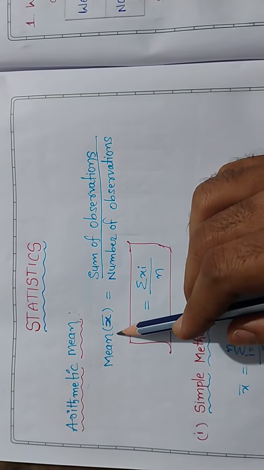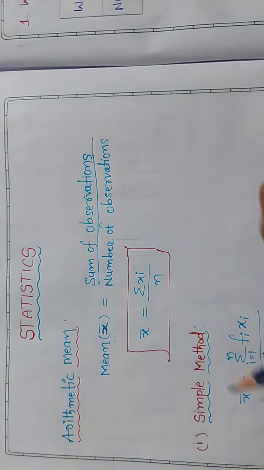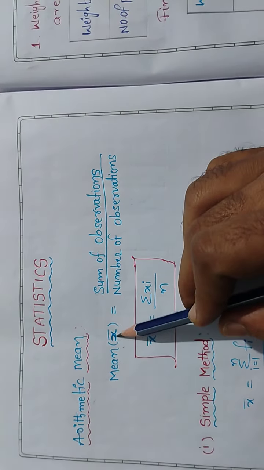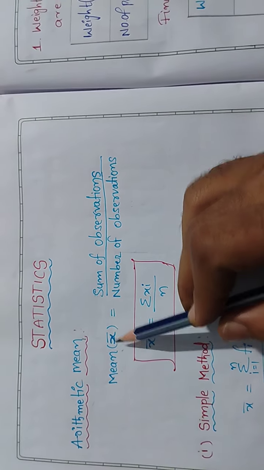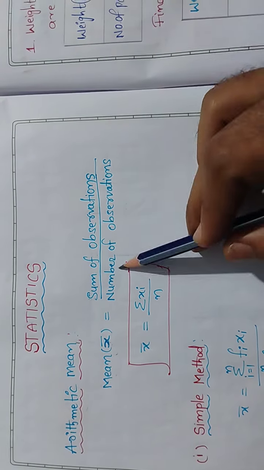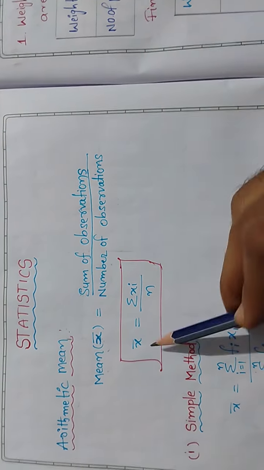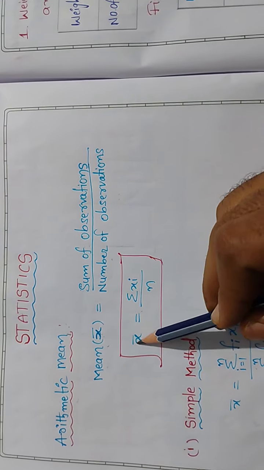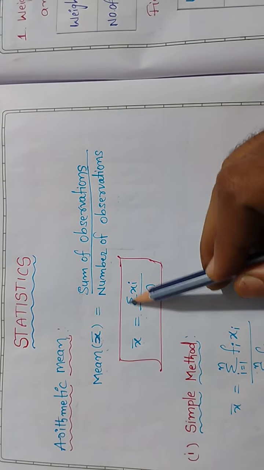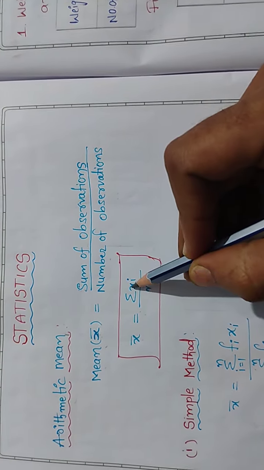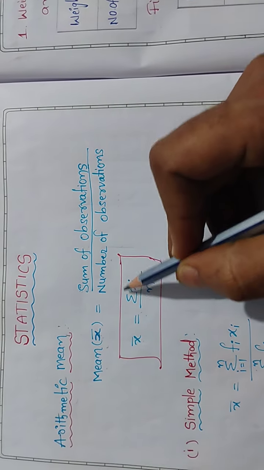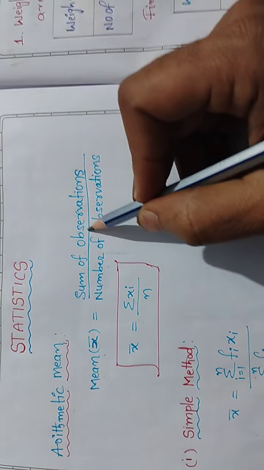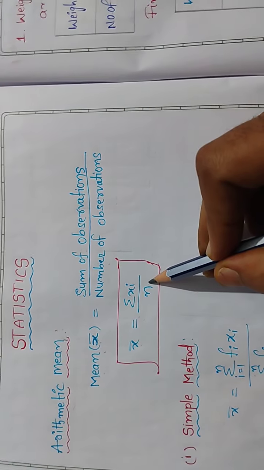In statistics, arithmetic mean and average are all the same. X bar, the mean, is equal to the sum of observations divided by the number of observations. In other words, x bar, the mean, is equal to sigma xi by n. This symbol is sigma. Sigma means sum, xi means the observations, and n is the number of observations.